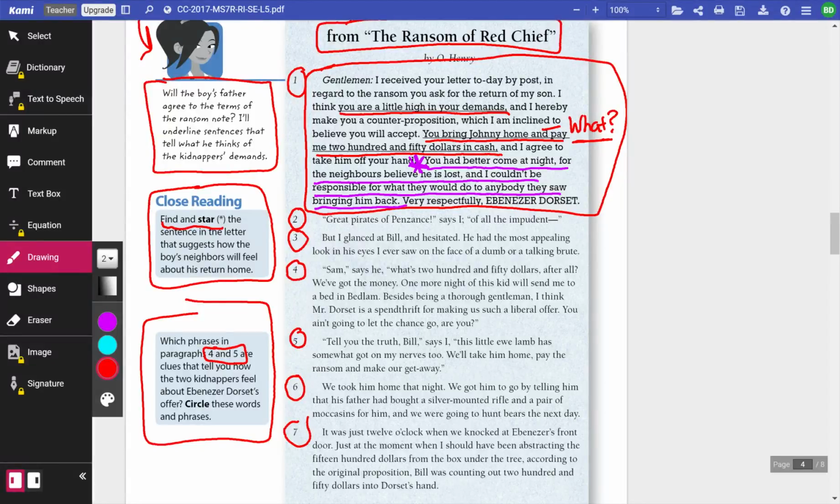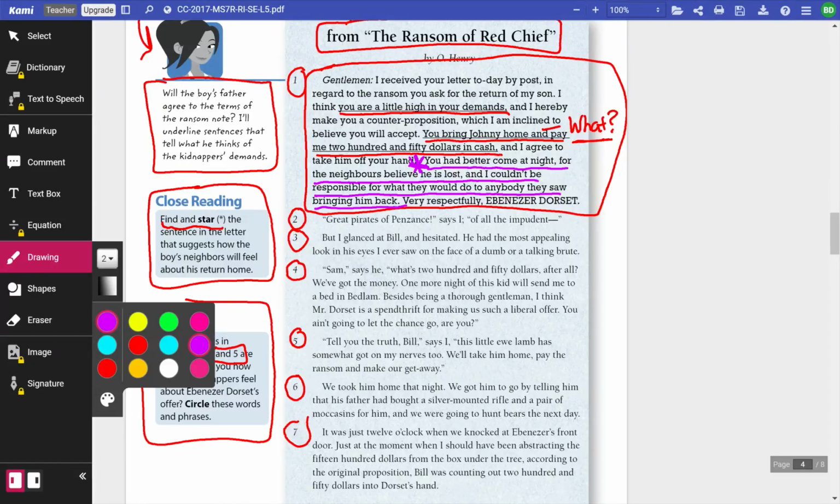Okay, I'm going to assume that you all went ahead and did that. Let's look at paragraph 4 first. I'm going to go ahead and read it for us one more time. It says, "Sam says he, what's $250 after all? We've got the money. One more night of this kid will send me to a bed in Bedlam. Besides being a thorough gentleman, I think Mr. Dorset is a spendthrift for making us such a liberal offer. You ain't going to let the chance go, are you?"